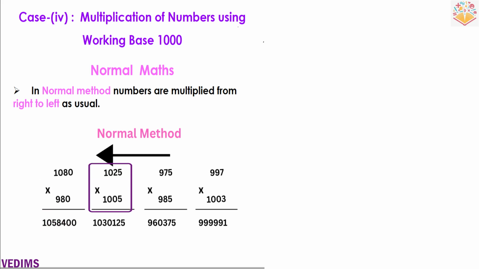1025 into 1005 is 1030125. 975 into 985 will be 960375. 997 into 1003 is 999991. Let us start. How easily you can get it.